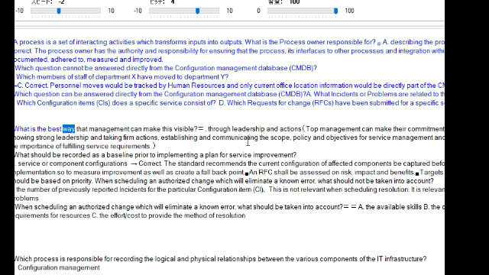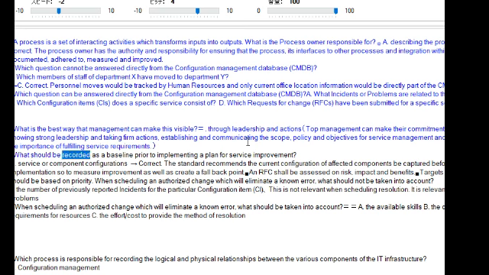What is the best way that management can make this visible? Through leadership and actions, top management can make their commitment visible by showing strong leadership and taking firm actions, establishing and communicating the scope, policy, and objectives for service management and communicating the importance of fulfilling service requirements.